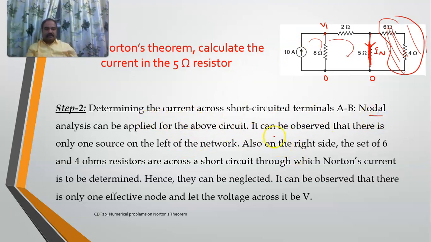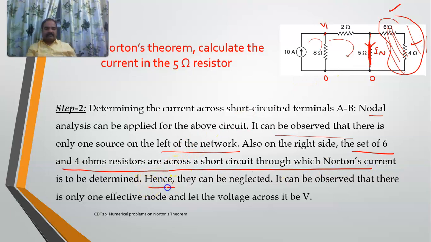Nodal analysis can be applied. It can be observed that there is only one source on the left of the network. On the right side, there is a set of 6 and 4 ohms resistors. They are across a short circuit through which Norton's current is to be found. Hence, they can be neglected because they are null and void. Across a short circuit, they are not going to work.